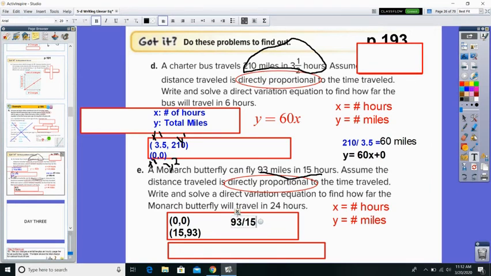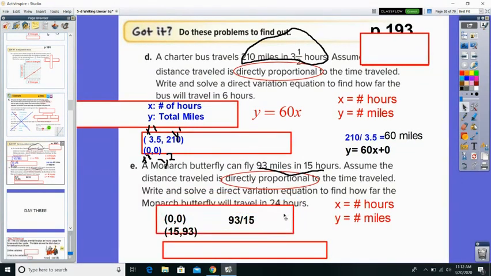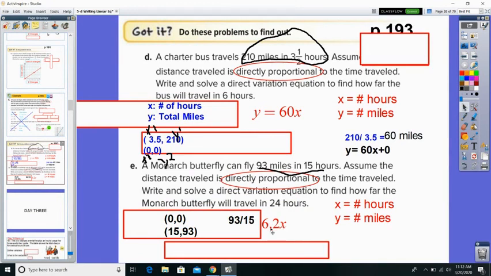That would be your rate, 93 miles in 15 hours. And if I simplify that in my calculator, I get an answer of 6.2. So here is my slope. My equation would be y equals 6.2x, for the number of hours, 6.2 miles per 1 hour. There's the hour, because hours is the x, plus our starting point, which was 0.